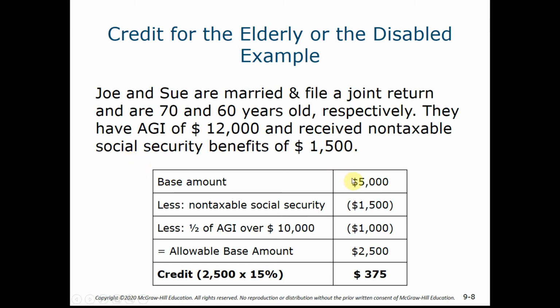So we started with $5,000. We reduce it by the $1,500 for the Social Security that's non-taxable, and then half of the AGI that exceeds $10,000. Finally we arrive at our allowable base amount. And this allowable base amount is the amount we apply the 15% credit to. So 15% of the $2,500 allowable base, very much like a modified adjusted gross income concept, gives us the $375 credit for elderly or disabled.